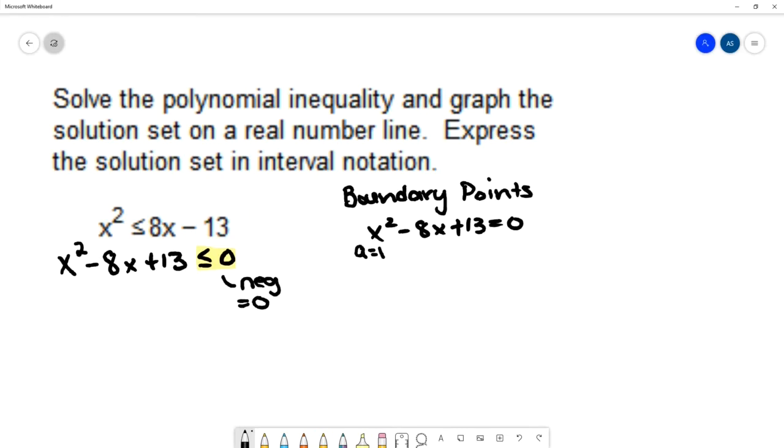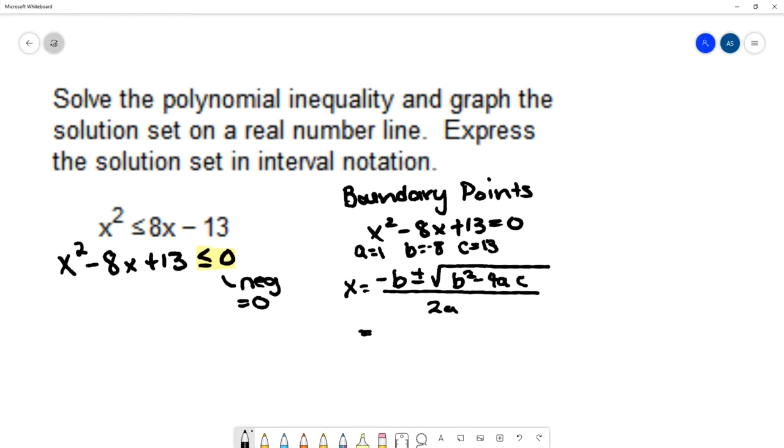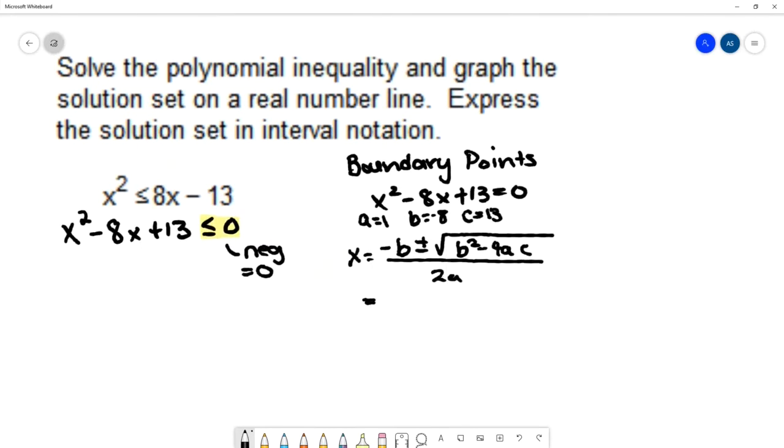I need to know the coefficients. A is 1, B is negative 8, and C is 13. The quadratic formula is negative b plus or minus the square root of b squared minus 4ac all over 2a. We'll substitute those coefficients into the quadratic formula to give negative 8 plus or minus the square root of negative 8 squared minus 4 times 1 times 13 all over 2 times 1.